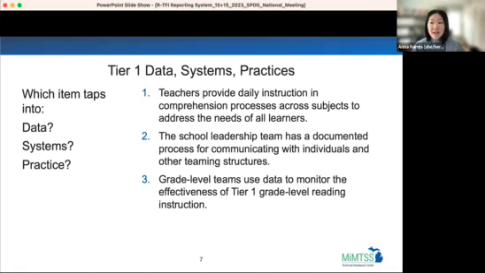Okay, so when we're reading those items, a lot of the practice items really just start with teachers. Who's responsible for implementing this particular item in the RTFI? Really we want to see that it's being done by teachers. Some of the systems items refer to a teaming structure, and the data items really talk about different data sources and how data are being used and what questions are being asked when we're looking at data.